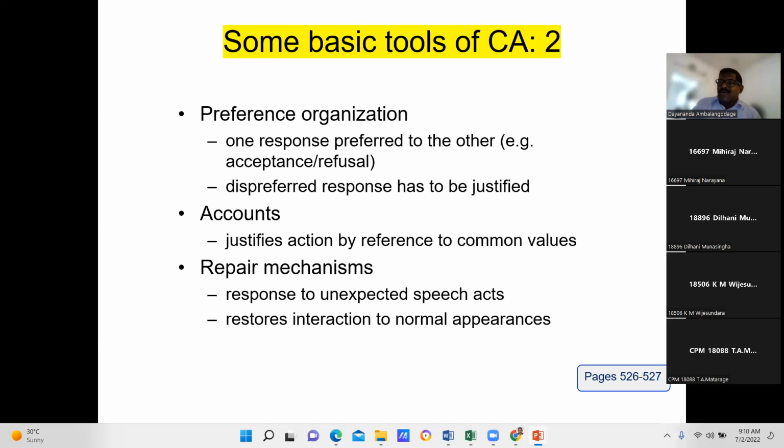When the conversation is going on, if something unexpected is said, we should ask again, did that happen? We are just encouraging him to talk a little bit more on that extraordinary thing. So in conversation analysis we need to identify those kinds of repair mechanisms, preference organizations and accounts.